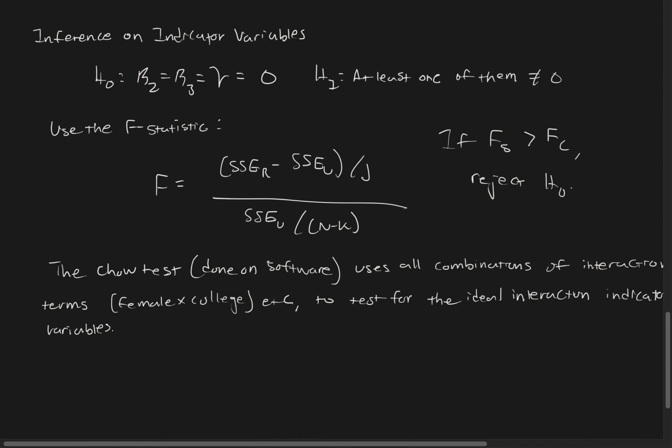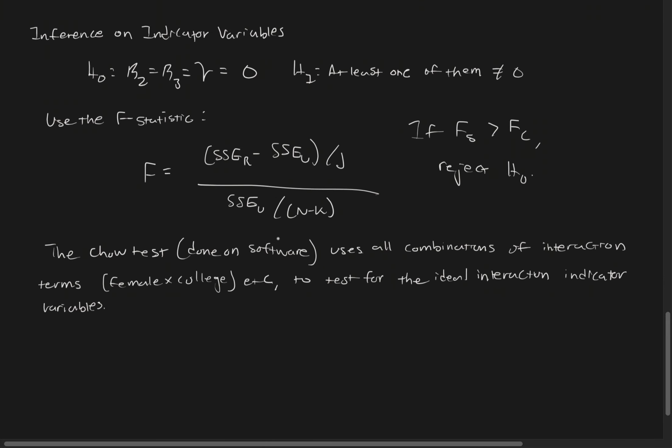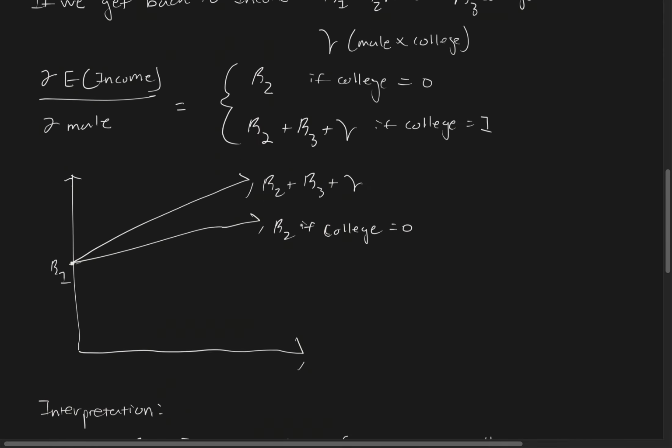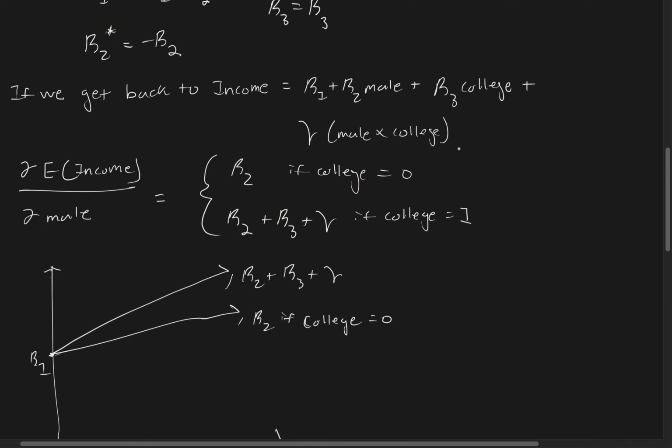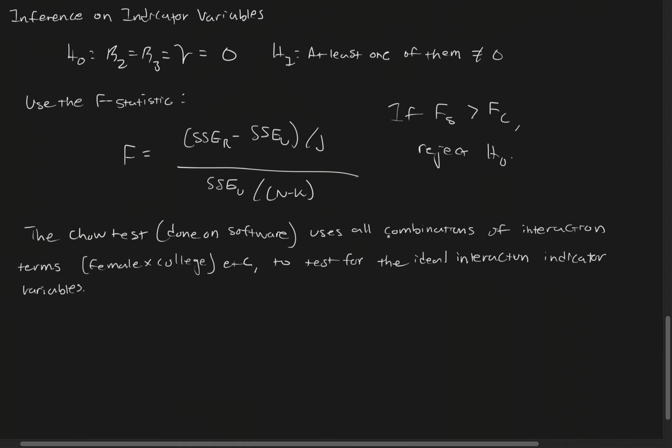But another test we could use is what we call the Chow test, almost always done in software. What the Chow test does is similar to the RESET test. It'll look through all the combinations of interaction terms. So in this function right here, we didn't include something like female college, or grad school if that's part of our data hypothetically. So we'll go through all of those combinations and then search for the ideal model.